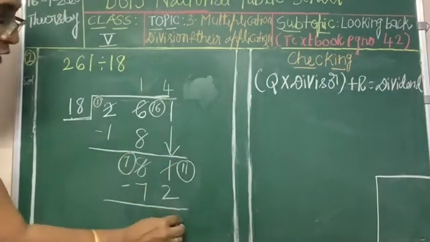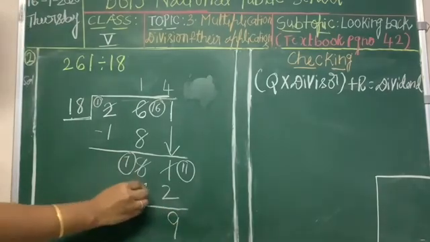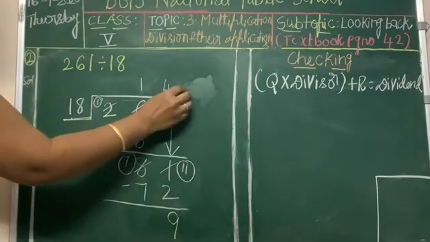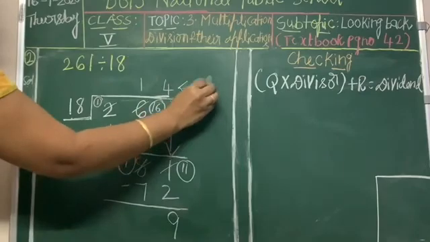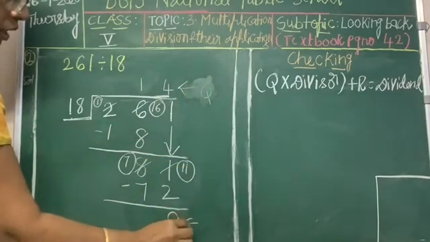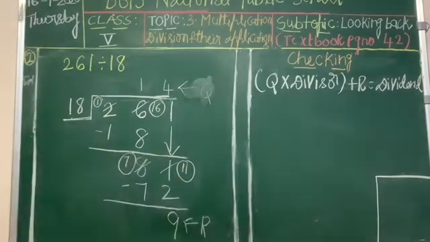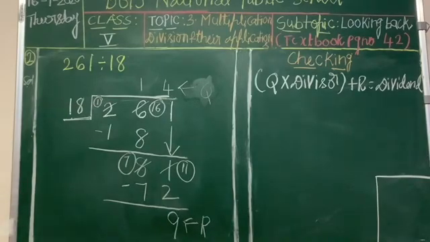What is 11 minus 2? It is 9. 7 minus 7, it is 0. Now always it is important to write the quotient and the remainder. 11 is the quotient, 9 is the remainder. Okay. Now we will check whether our division is correct or not.